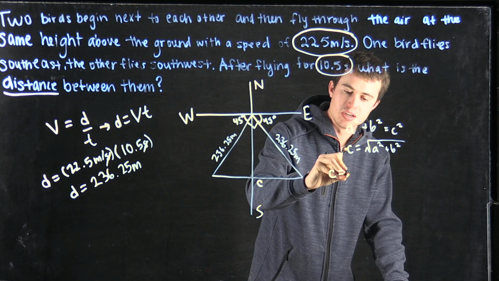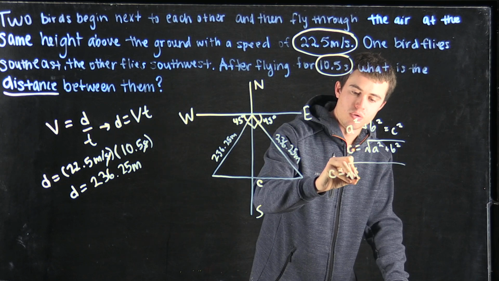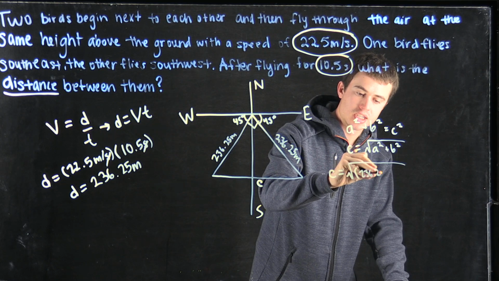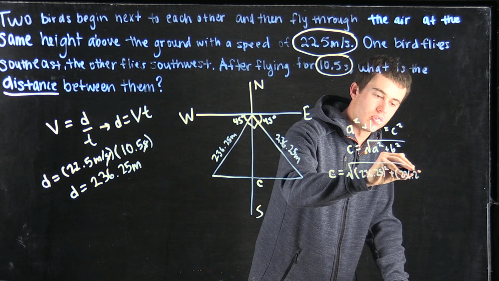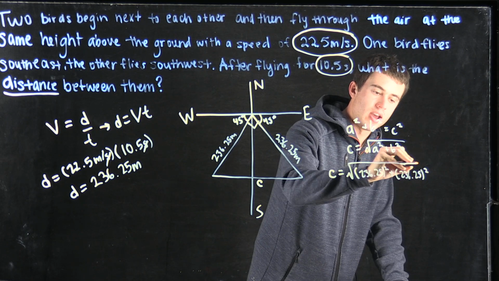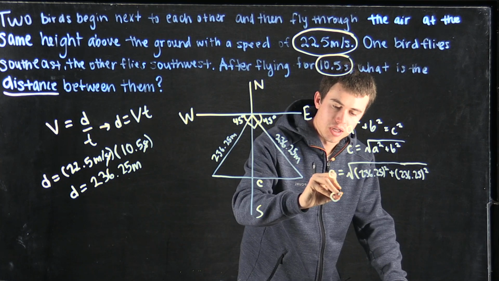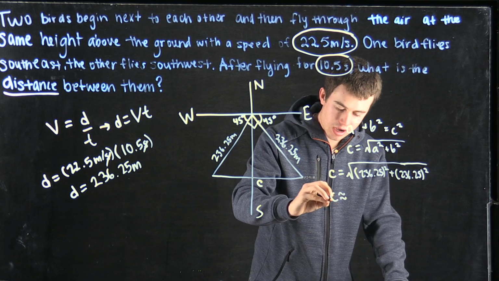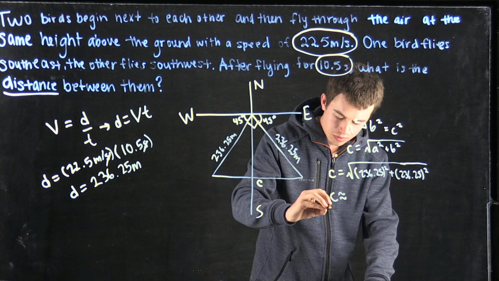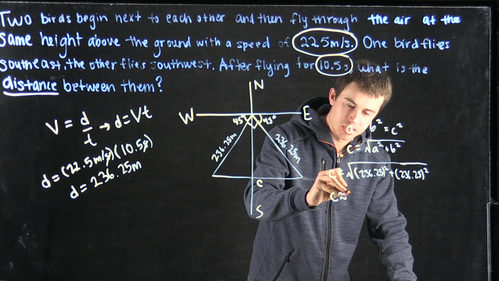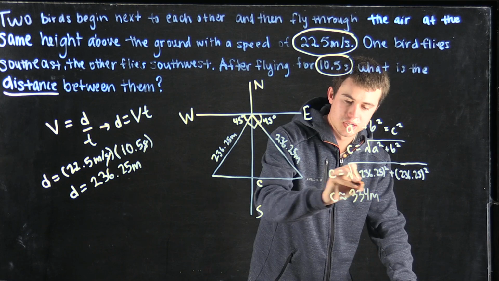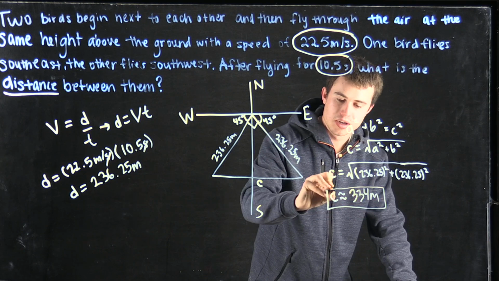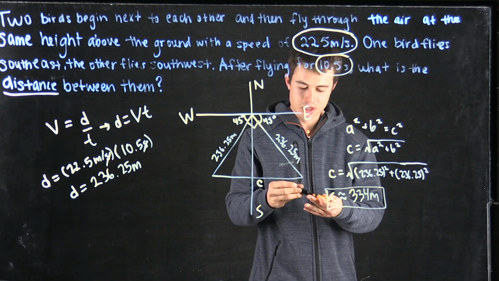So for c, you get the square root of 236.25 squared plus 236.25 squared. And when you punch that in your calculator, the approximate value for c is 334 meters. And that is the distance between the birds.